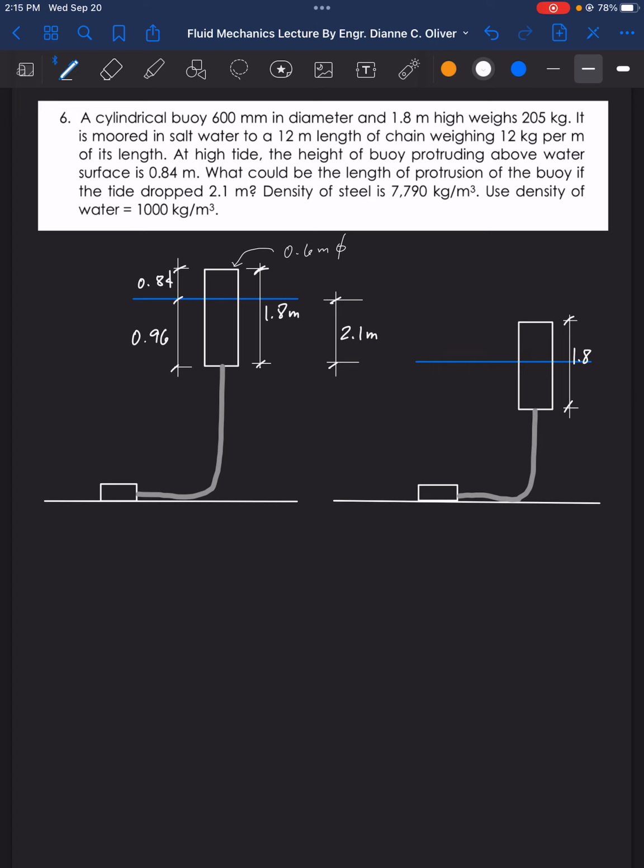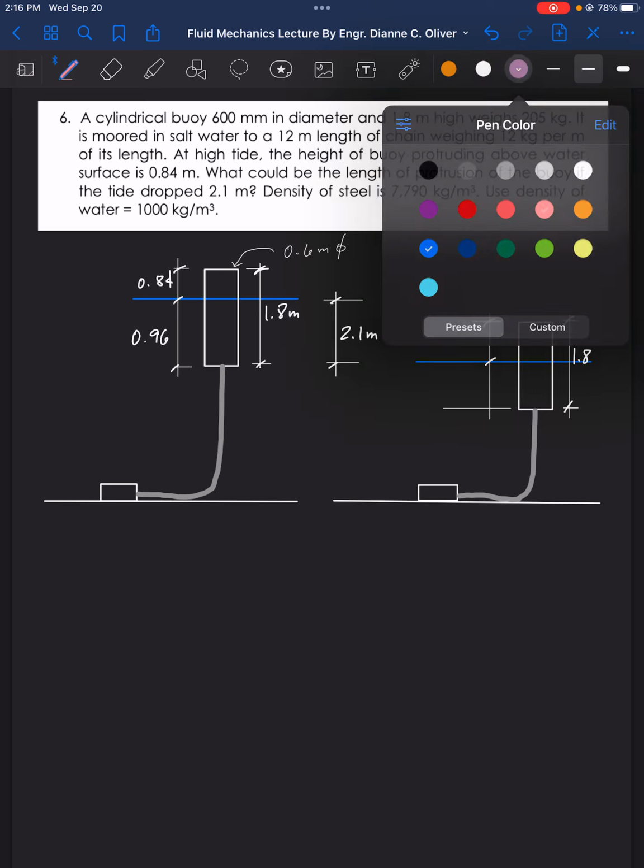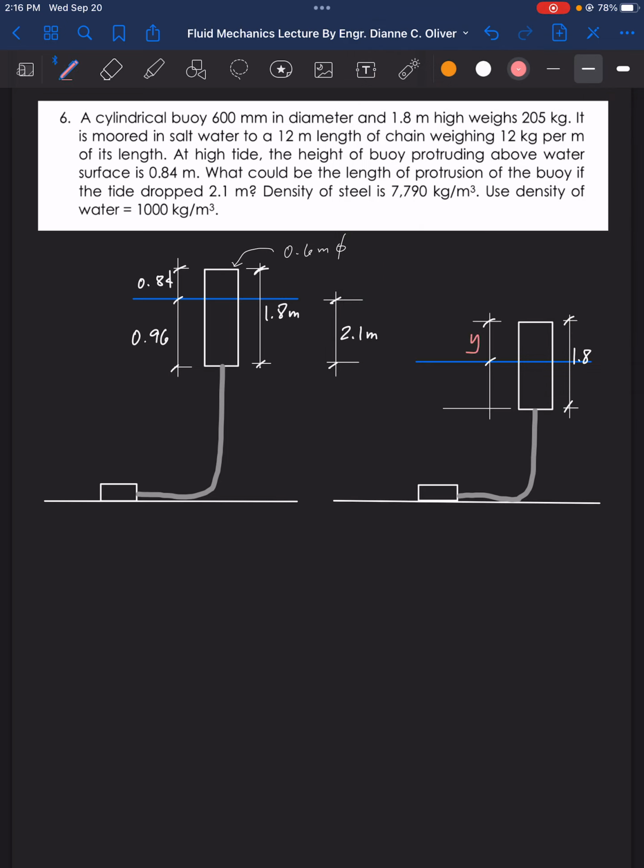What's being asked here is what could be the length of protrusion of the buoy if the tide dropped 2.1 meter. So if the tide dropped 2.1 meter, it's asking for the value of y here. So it's asking for the value for y. So how do we get that?